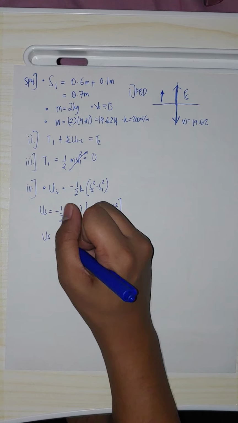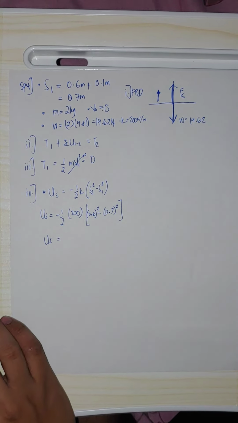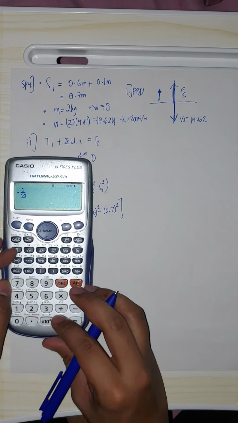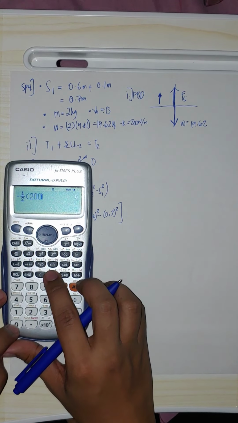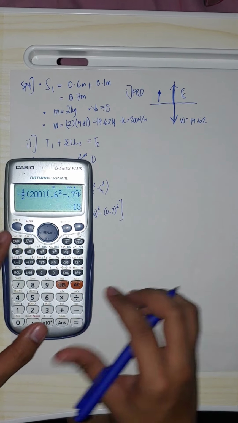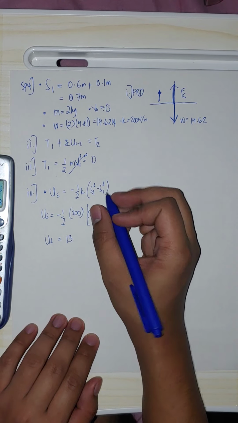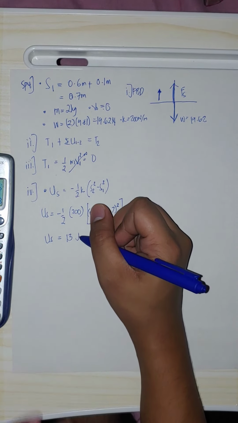So the work done due to the spring is negative 1/2 times 200 times 0.6 squared minus 0.7 squared. We have 13, so the unit is 13 joules.